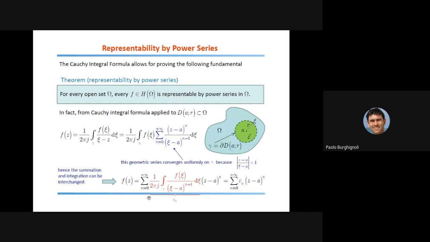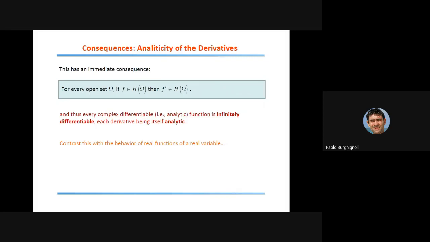If you do this exchange, you end up with a power series in powers of z minus a, whose coefficients, here called Cn, are expressed in turn by integrals. But the important point is that it is guaranteed that this power series converges, and it converges to the given analytic function f. So we have discovered that any analytic function is representable by a power series, and from what we said in the previous lesson, this means in turn that the function f can be differentiated anytime you wish. And so, as a consequence, the derivative of any analytic function, being itself representable in terms of power series, must be an analytic function itself.